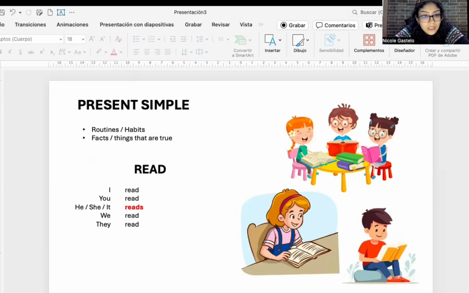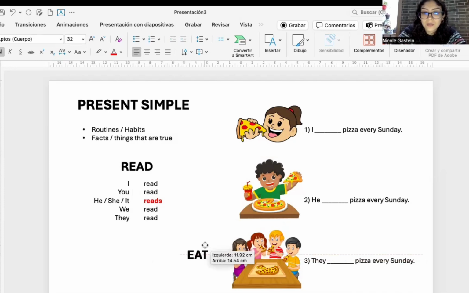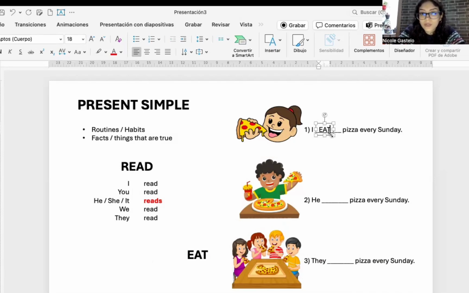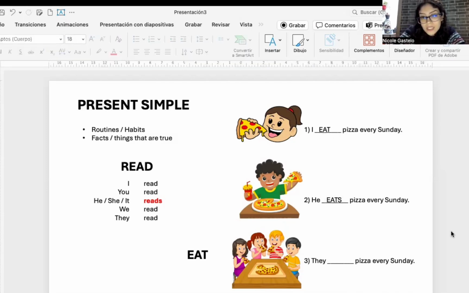So now that we have this, let's do some exercises. The verb here is eat. So what can I say for number one? I pizza every Sunday. Good. I eat pizza every Sunday. Number two, he pizza every Sunday. He eats pizza every Sunday. Number three, they pizza every Sunday. They eat pizza every Sunday.